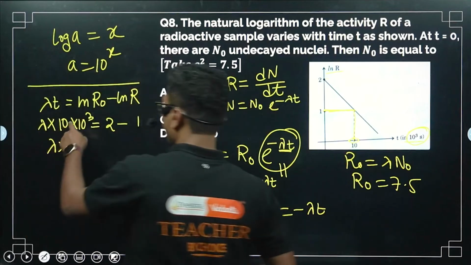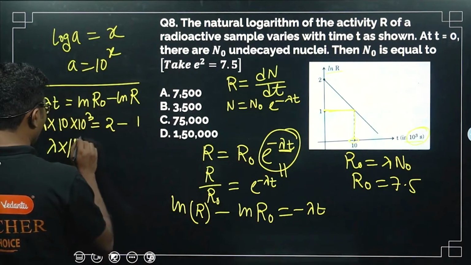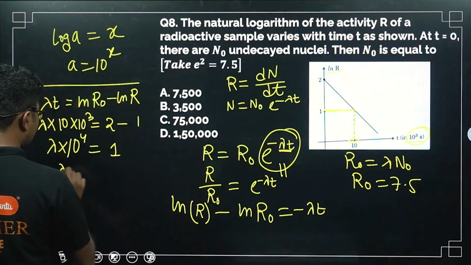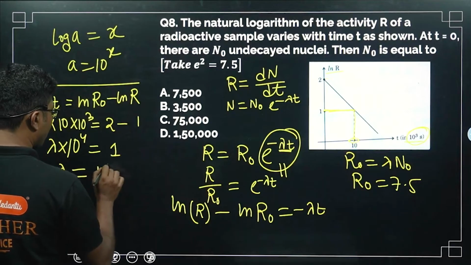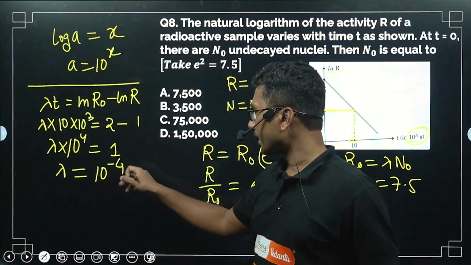Now if you multiply 10 into 10 to the power 3, it will become 10 to the power of 4, equals 2 minus 1, that is 1. So you can calculate lambda equals 10 to the power of minus 4. So lambda value is calculated, 10 to the power of minus 4.